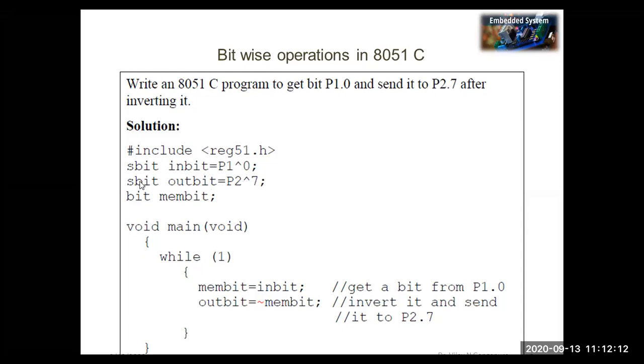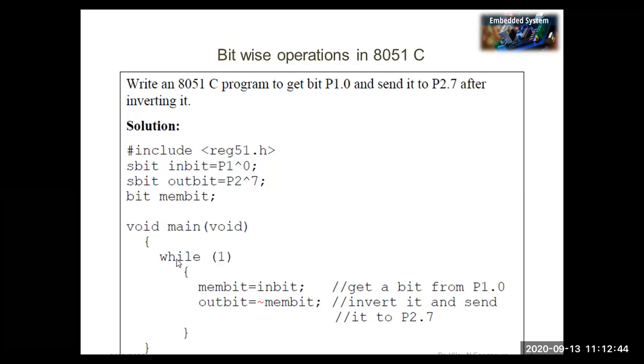Similarly, I am declaring outbit as sbit type of variable, to which I am assigning the address of pin number 7 of port 2. By using this outbit symbol I am representing this pin, that is pin number 7 of port 2. Then bit membit semicolon. So this again declares membit as a variable of type bit. In membit I can store 1 bit of data. Then void main function.